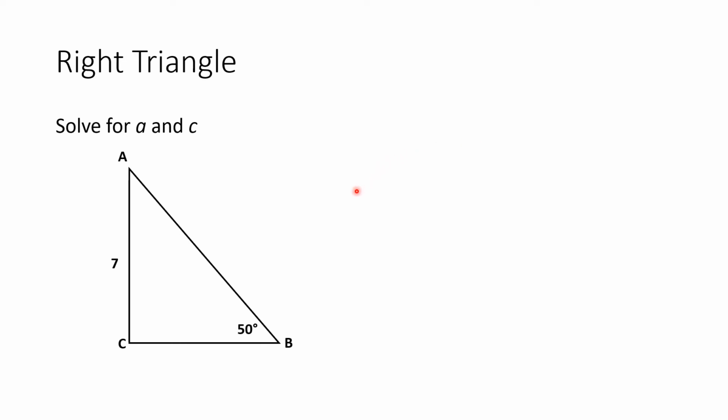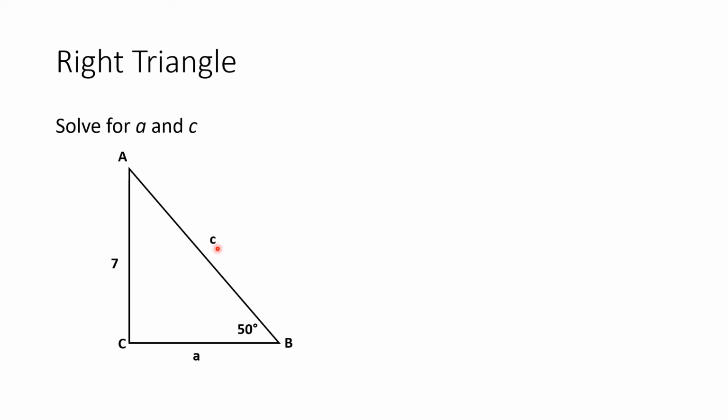So this is a right triangle. A right triangle is a triangle wherein one of its angles is a right angle. So here, we can name this triangle as triangle ACB, where angle C is our right angle. Based on our given, angle B is equal to 50 degrees, and its opposite side, which is side B, is equal to 7. Here, sides A and C are unknown.